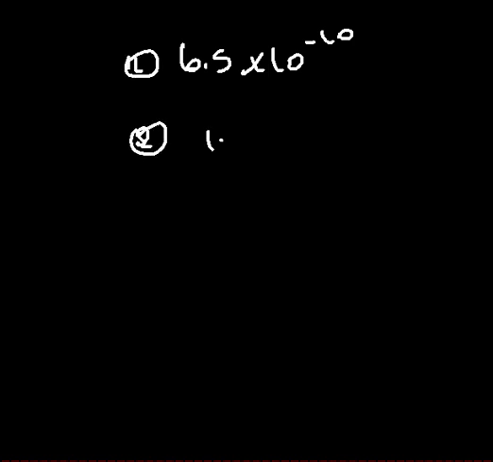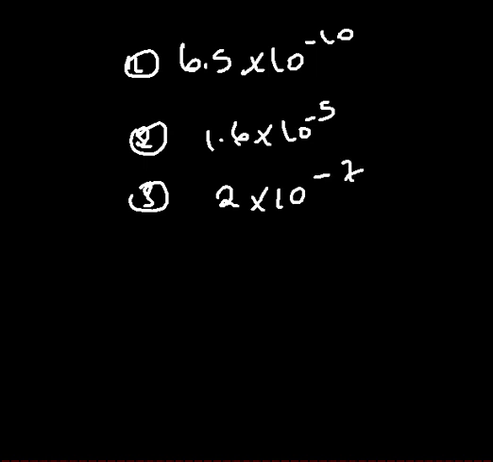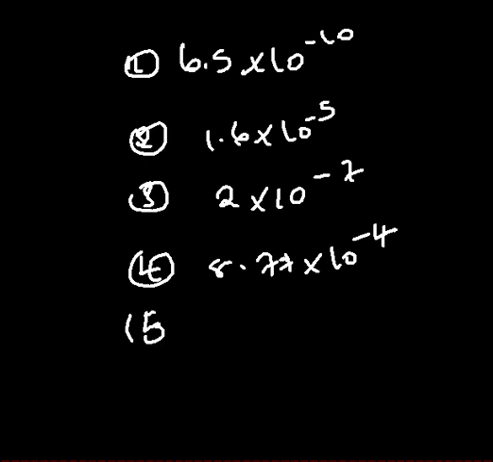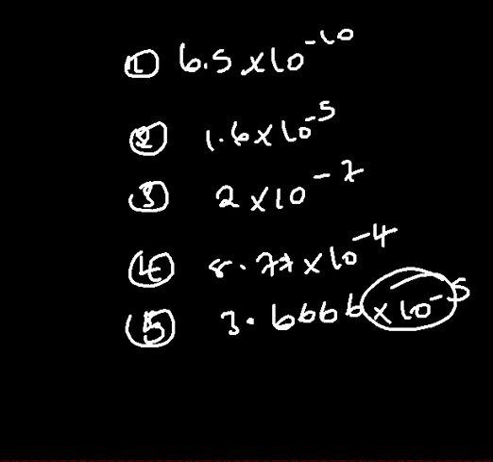Let's say we have 1.6 times 10 to the power negative 5, and 2 times 10 to the power negative 7. And think about this one as well. Let's say we have 8.77 times 10 to the power negative 4. How about 3.6666 times 10 to the power negative 5? So try to look at how we can write those.